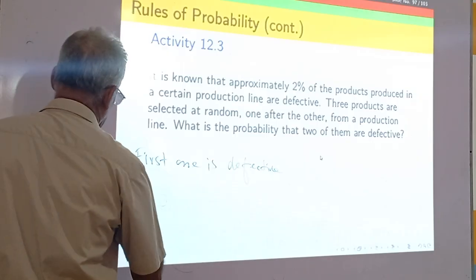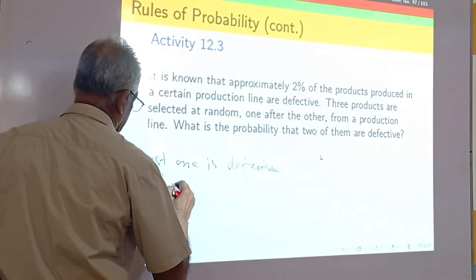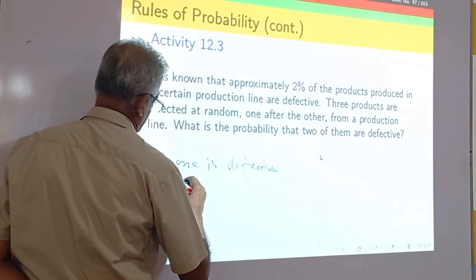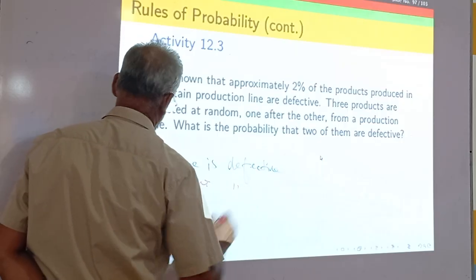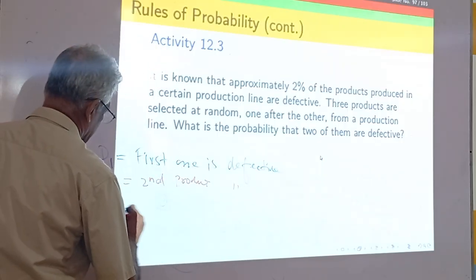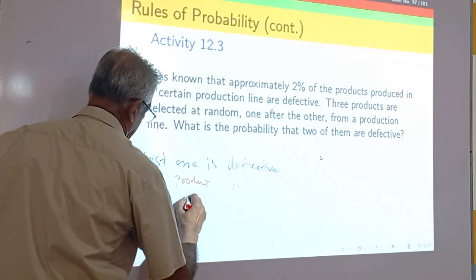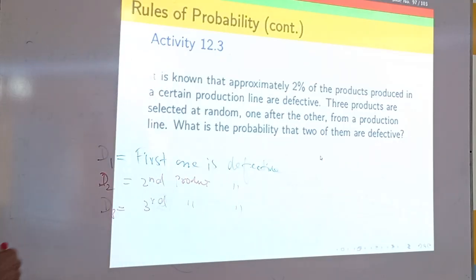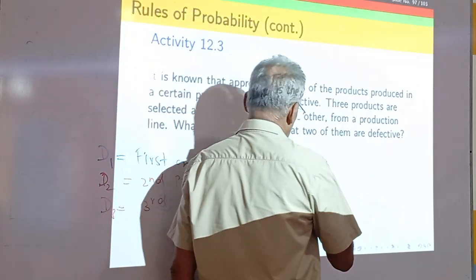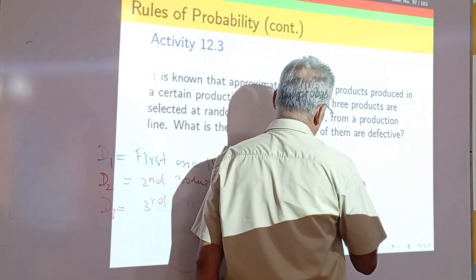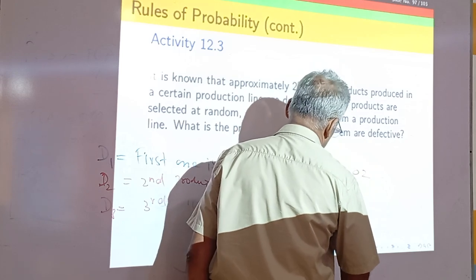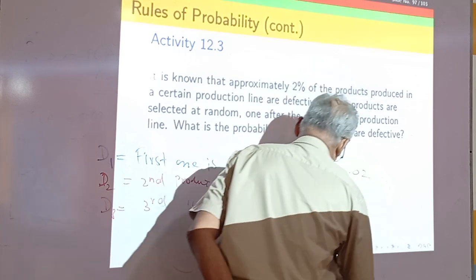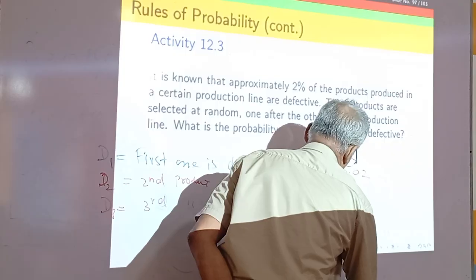Let's say D1 is the event that the first one is defective. Alright, so D2 is the event that the second product is defective. Let's say D3 is the event that the third product is defective. If you define like that, we know the probability of D1 is equal to 0.02, probability of D2 is also 0.02, probability of D3 is also 0.02.